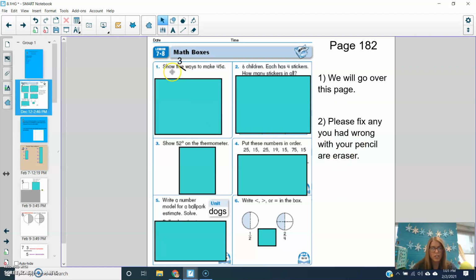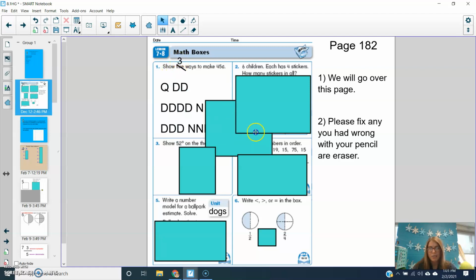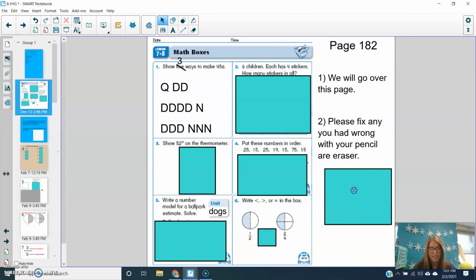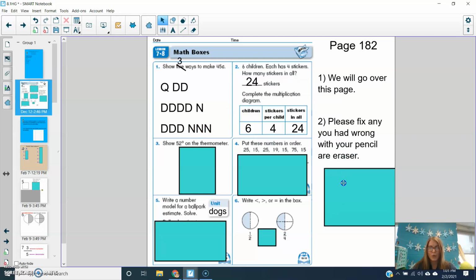So for our first question, show 3 ways to make 45 cents. There's lots of possible answers. These are the ways that I picked today. I said a quarter, which is 25, plus 2 dimes, so I would have 35, 45. I picked 4 dimes, so I have my 10, 20, 30, 40, plus a nickel to get me to 45. 3 dimes, which is 30 cents, and then starting to count by 5, so I would have 35, 40, and then 45.